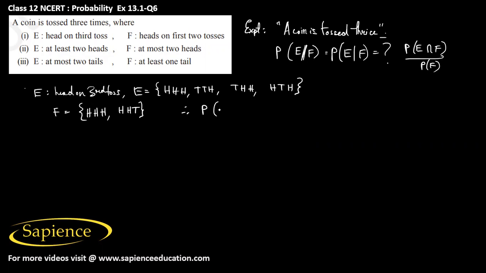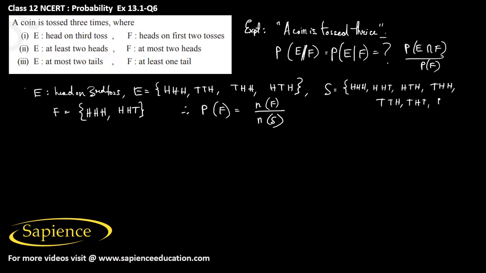So therefore here the probability of F is obviously the number of outcomes in the event F divided by the total number of outcomes, which is the number of outcomes in the sample space. Here the sample space has got 8 outcomes, which are head, head, head, and head, head, tail, and then head, tail, head, and then tail, head, head, and then tail, tail, head, tail, head, tail, and then head, tail, tail, and all 3 tails. So these are the 8 outcomes. So that will be the number of elements in the event F, that is 2, divided by the number of elements in the sample space, that is 8. So that is 1 by 4.